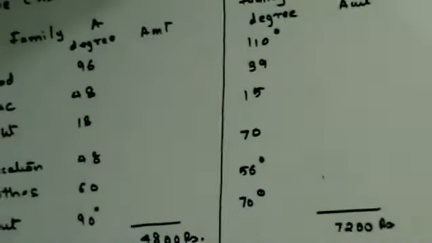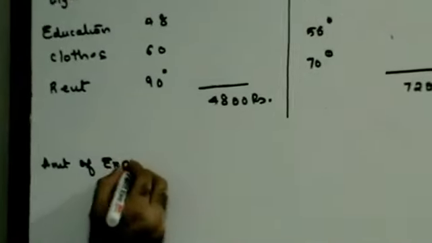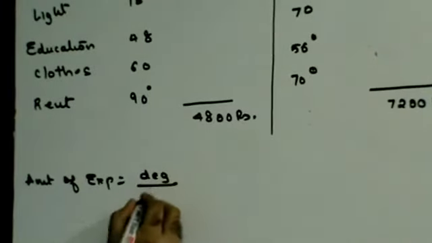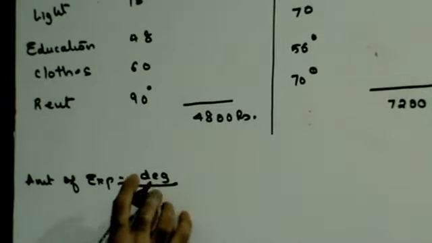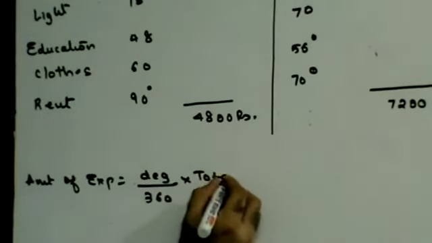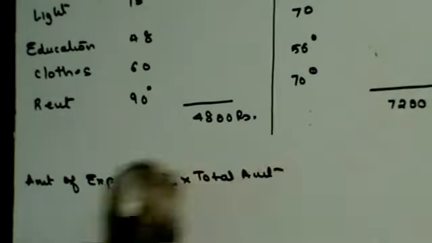So now how do we solve this, guys? The first thing that you need to do is convert the degrees into amount. How do I convert degrees to amount? Amount of an expenditure is nothing but degree divided by 360 into total amount. That's my formula, right?